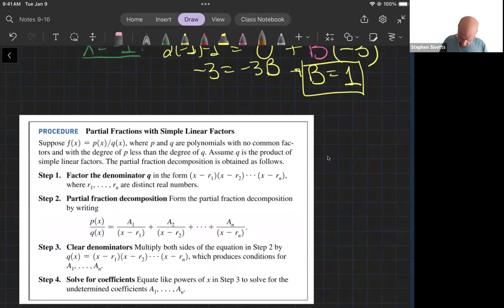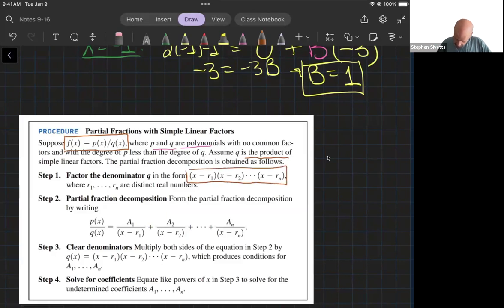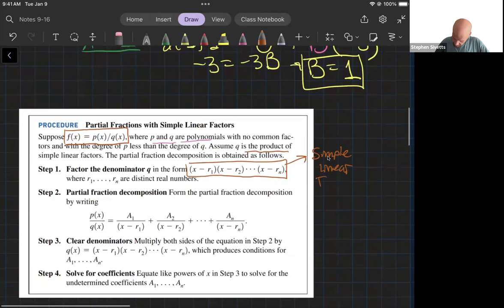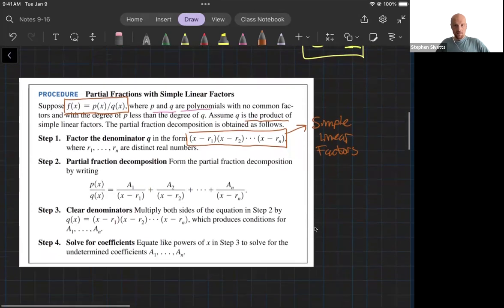So throughout these problems, we're supposing that our function is equal to a rational function, right? P of x divided by Q of x, where P and Q are polynomials with no common factors, right? And the degree of the numerator, P, is less than the degree of the denominator, right? So the highest power on x for P is less than the highest power on x for Q, right? So if we assume that we can factor Q as a product of simple linear factors, these are called simple linear factors, right? This is what we would do, okay?